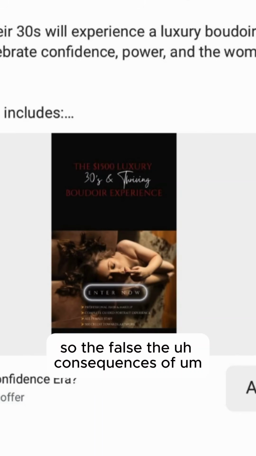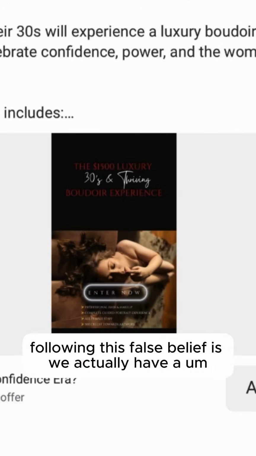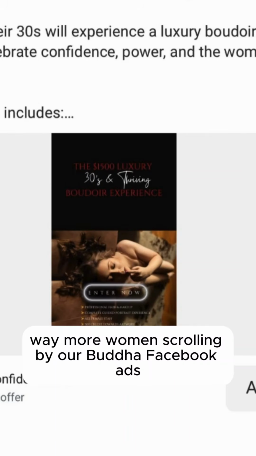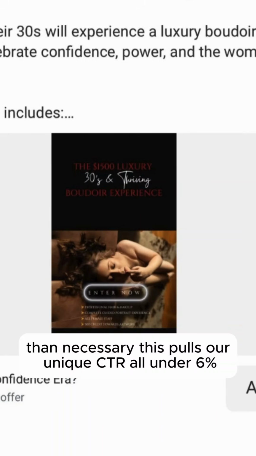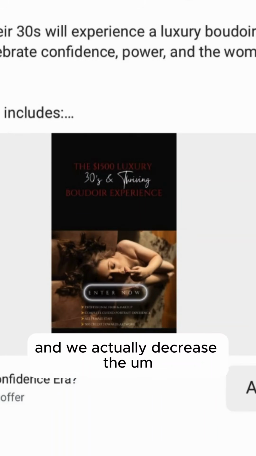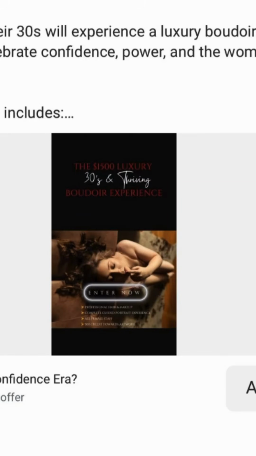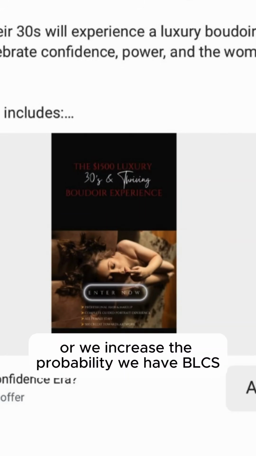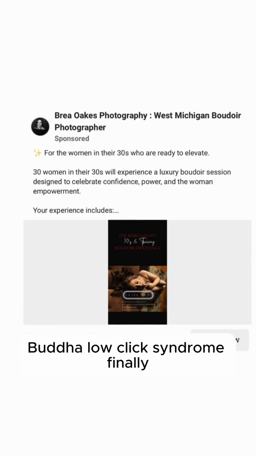So the consequence of following this false belief is we actually have way more women scrolling by our Boudoir Facebook ads than necessary. This pulls our unique CTR under 6%, and we increase the probability we have BLCS, Boudoir low click syndrome.